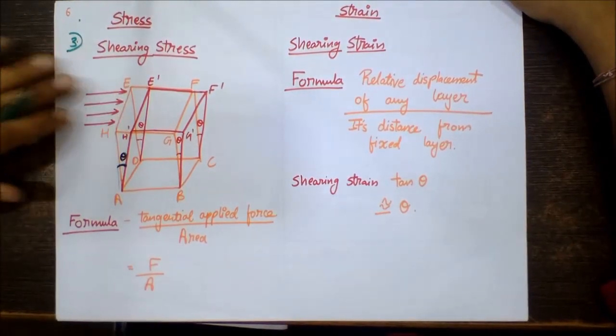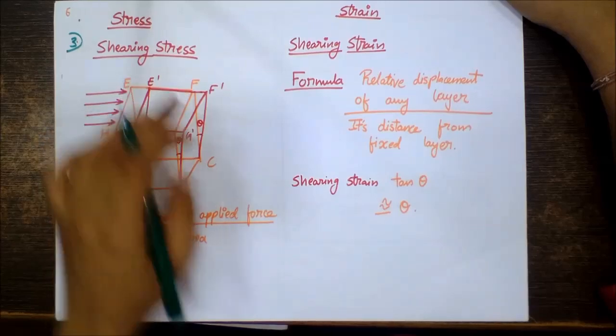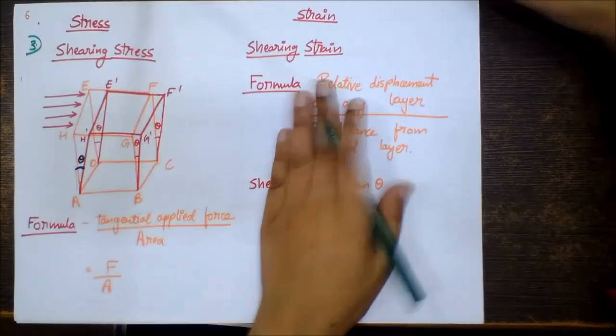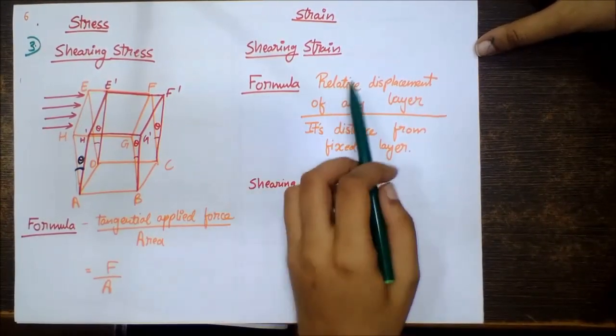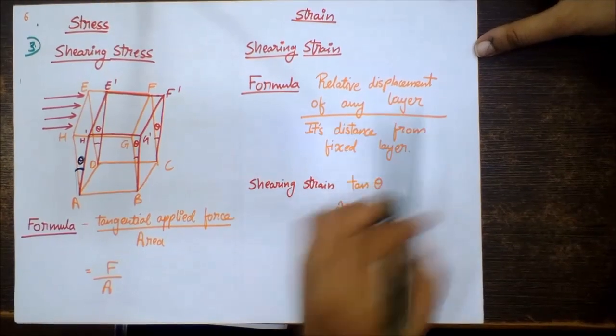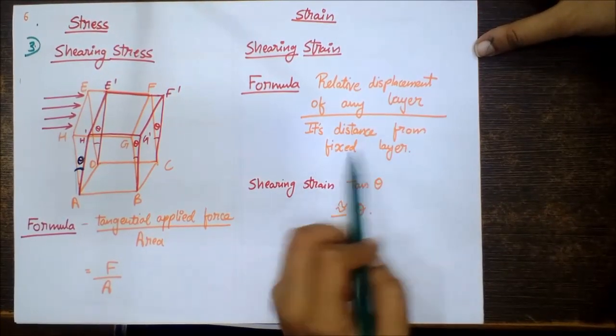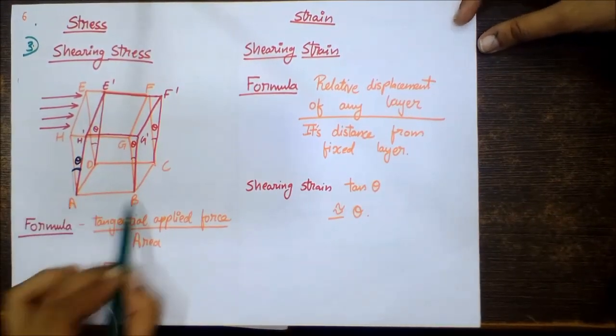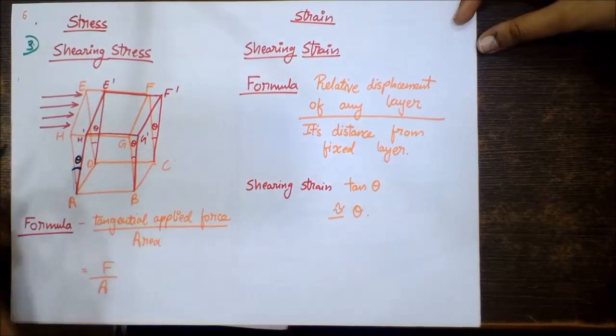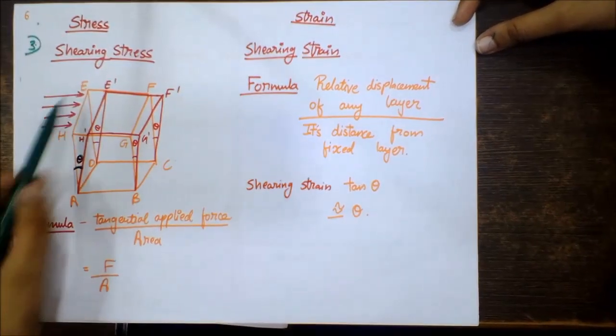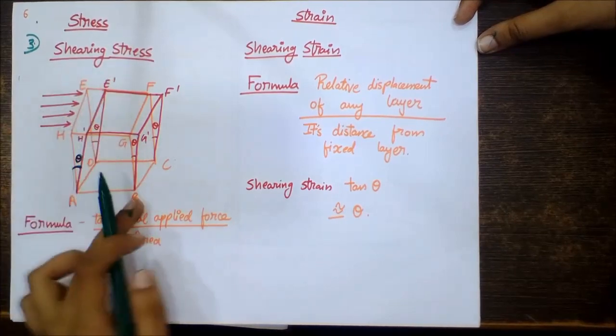Over here we are applying force tangentially on the upper body. We have the shearing strain. Shearing strain is the relative displacement of any layer upon its distance from the fixed layer. Which is my fixed layer? A, B, C, D is my fixed layer, and the upper body E, F, G, H is my original block.